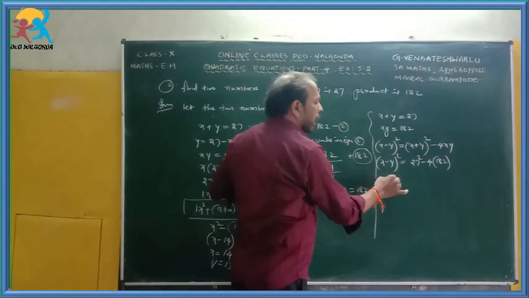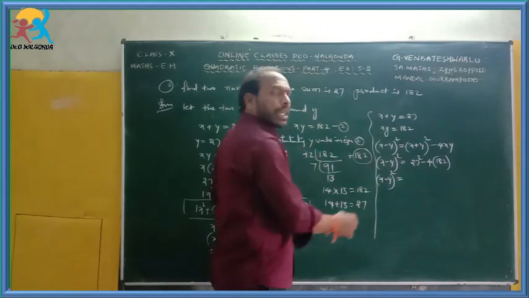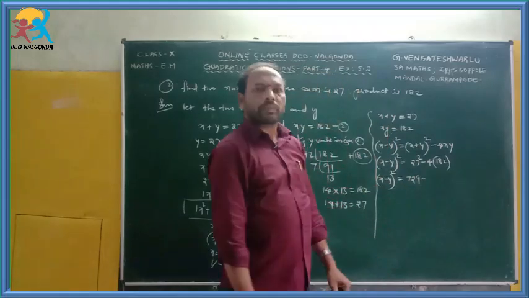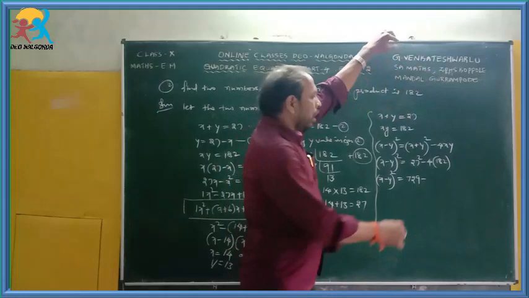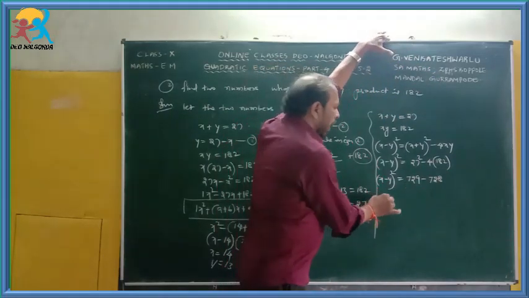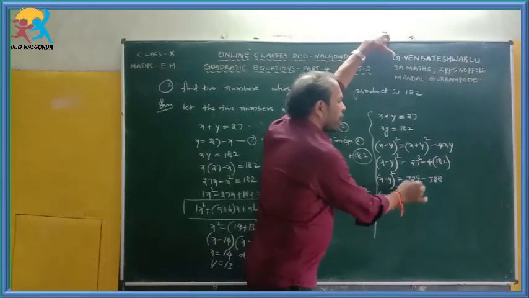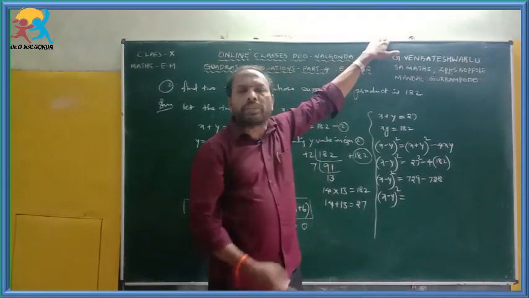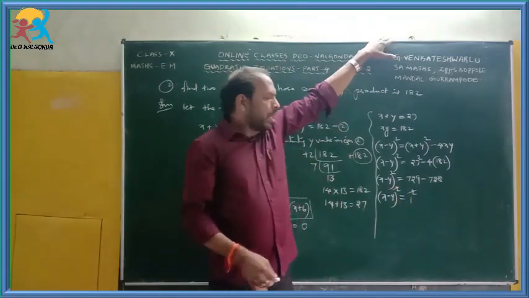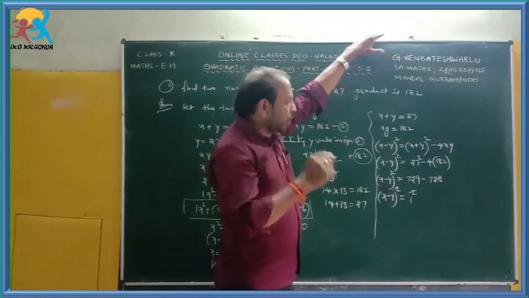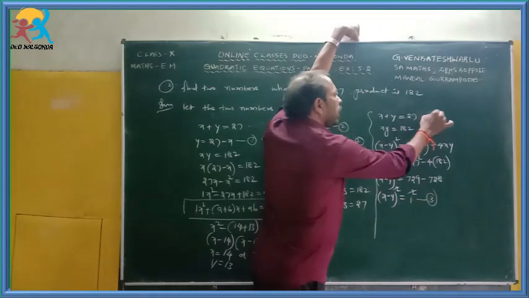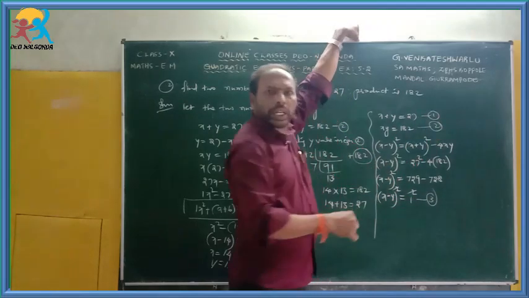Look here, x minus y whole square is equal to 27 square, that is 729, minus 4 times 182, that is 728. So x minus y whole square is written as 1, the difference of 729 minus 728 being 1. 1 is written as 1 square. Applying square root on both sides, x minus y is equal to 1. This is the third equation. Here it is the first equation, here it is the second equation.